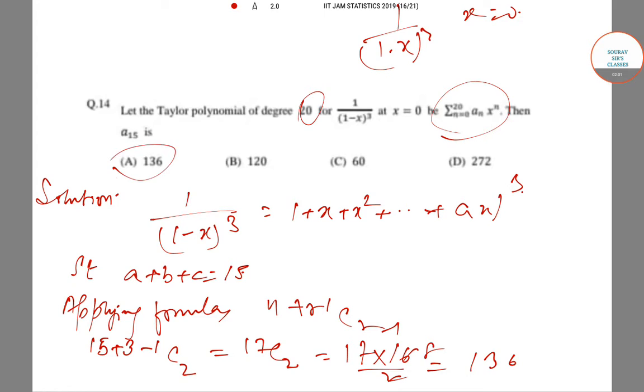So 136 is the correct option, that is option A is our correct option, or we can write that the right option is A.